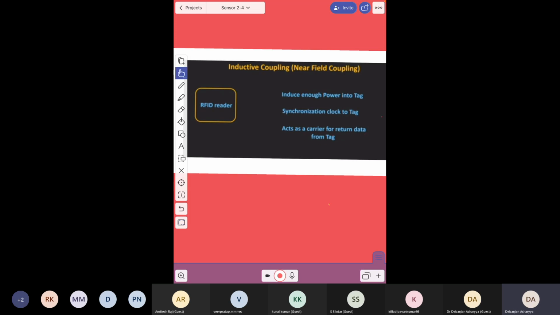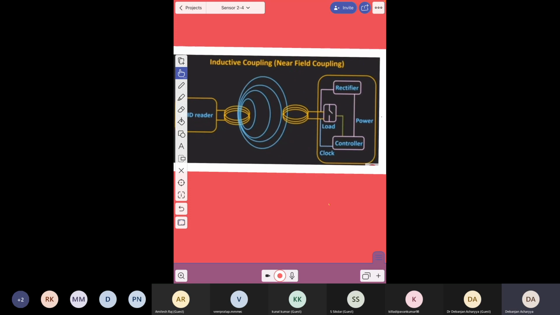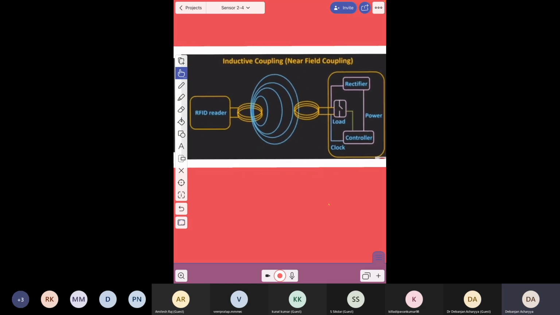data from the tag. Now this is the detailed diagram of the inductive coupling. Here you can see this is the RFID reader, and this is the RFID passive tag. It has a rectifier, controller, clock and load. So what is load? Load means there is a connection or not, or there is an object or not. So that means when there is an object, that may be open, or when there is no object, that may be closed. Simple things. So see how this works.